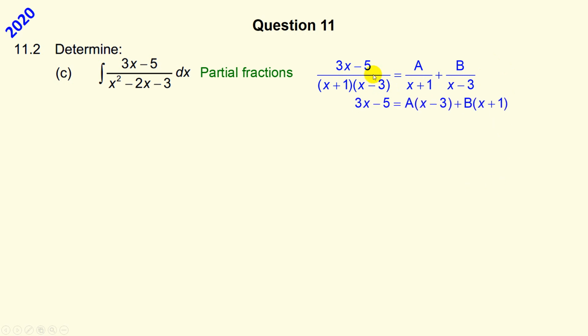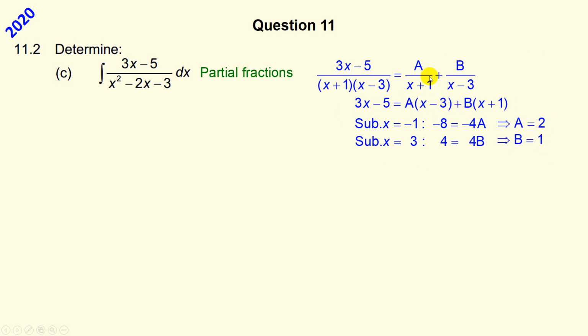Find a common denominator and equate the numerators. I'm not worrying about the denominator. So therefore a into x minus 3 plus b into x plus 1. Now, to get rid of the b, I can substitute minus 1 for x, and that'll allow us to find a. So therefore that becomes minus 8 equals minus 4a, so a is 2. Now I can substitute 3 for x, because that'll get rid of the a. We'll have 4b, and we'll have 4, which means b is 1.